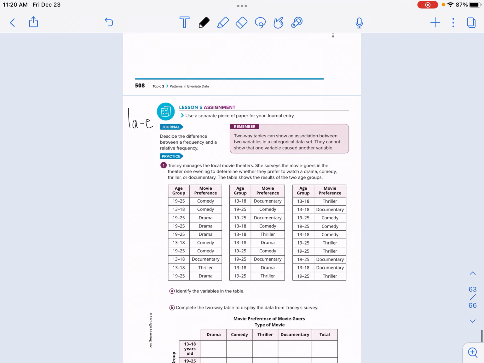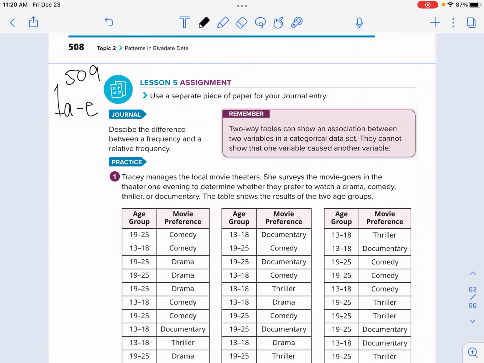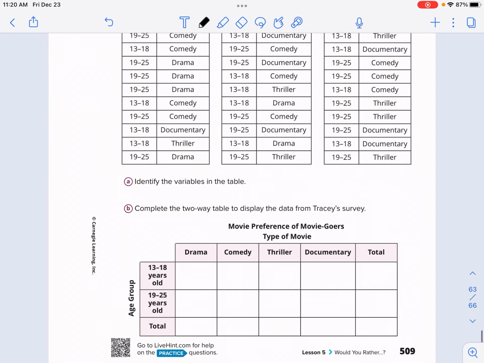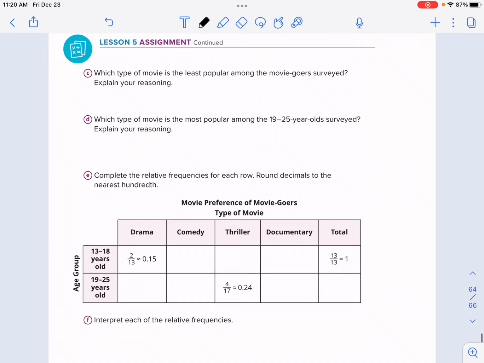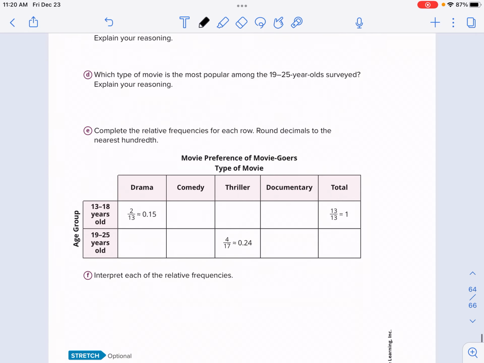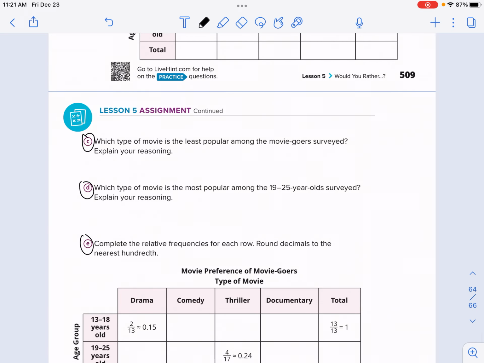So the assignment is 509, and you're doing number 1. But you're not doing all the parts. You're almost doing everything, but you're doing A through E. So on the front side, creating your two-way table. The back side, creating your relative frequency table, but do not do F. That's the only one you're not doing. So all of these ones you are. Okay. All right, anyways, that's pretty much it. Let me know if you have questions.